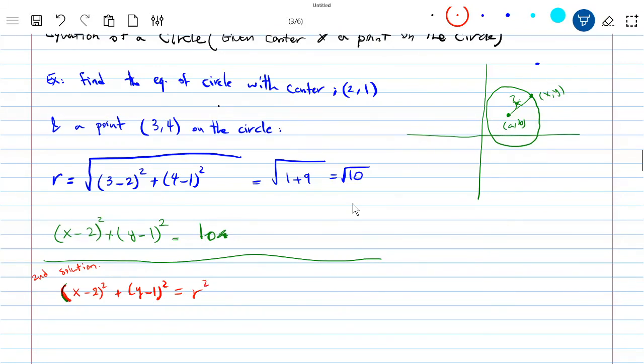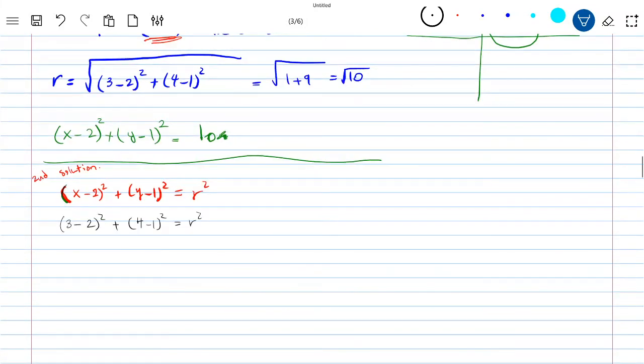But what is given is another point, the given point 3 and 4. So replace 3 and 4 into the equation. See what you have. If I replace 3 and 4, I get 3 minus 2 squared plus 4 minus 1 squared equals r squared. Okay, 3 minus 2 is 1 squared, plus 4 minus 1 squared is 3 squared, and on the other side I have r squared. So what is r squared? I get that r squared equals 10.